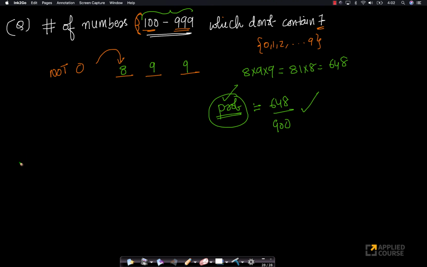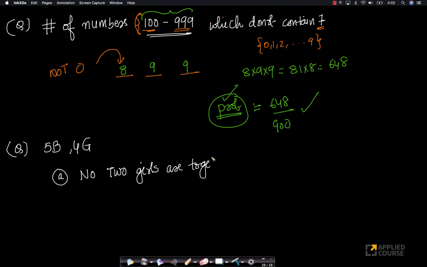So now let's look at another question, right? Imagine I have 5 boys and 4 girls. Imagine I have this set of students or kids. I want to arrange them. So let's look at multiple cases here. I want to arrange them in such a way that no two girls are seated next to each other, right? In how many ways now can I arrange 5 boys and 4 girls?